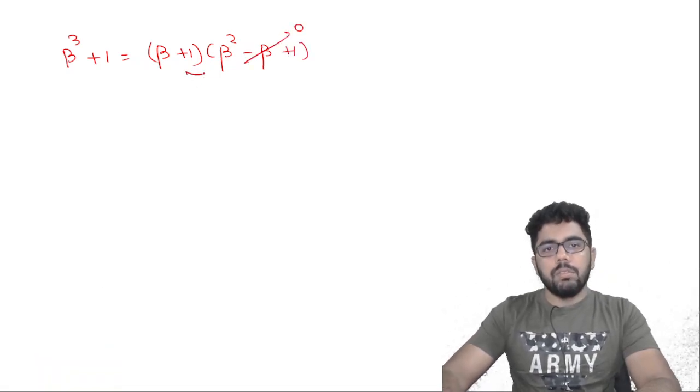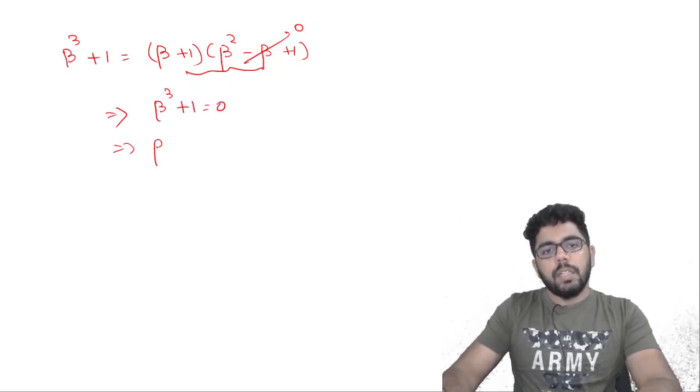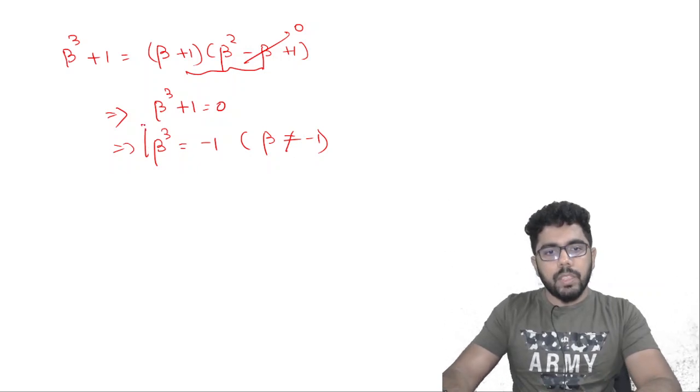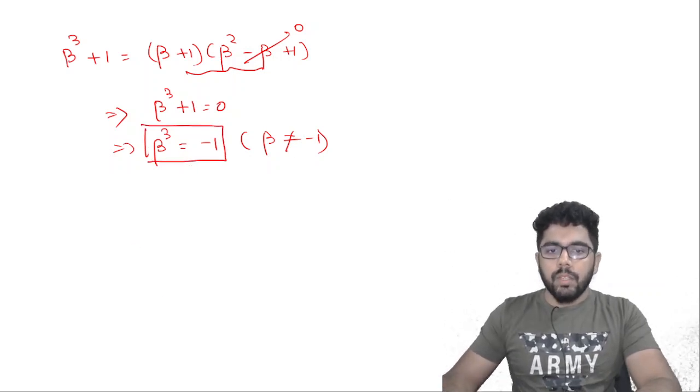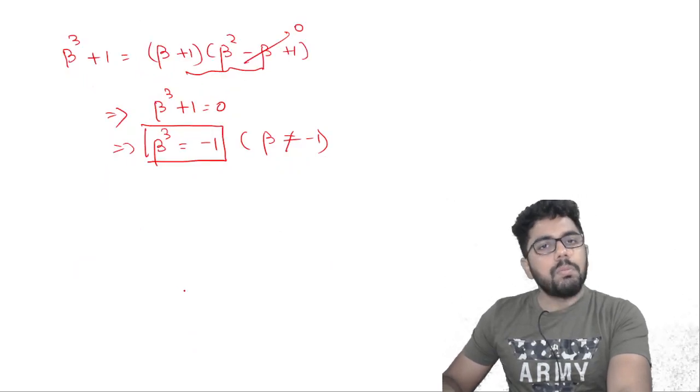Again this thing is 0. So this gives us beta cube plus 1 is equal to 0. And again beta cube is minus 1. But beta is not equal to minus 1. We get this. Similar logic. So alpha cube is minus 1 and beta cube is minus 1. So we got this.